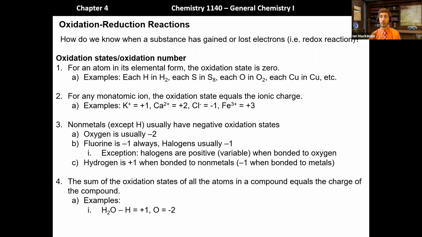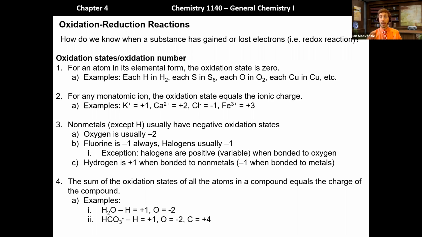So here, let's go through a few examples. Water, very simple example here. According to our rules, oxygen is usually -2, and hydrogen, when it's bonded to nonmetals, as it is in this case, is +1. There are 2 hydrogens, so on the plus side there'd be +2, and there's 1 oxygen, so -2. Those two sum together, and we have a neutral molecule.